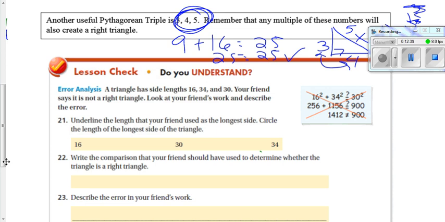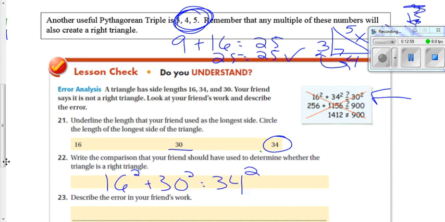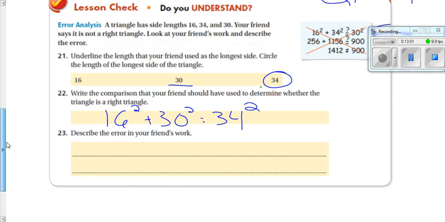Well, they used 30. Yes, we know that's not the biggest number, but what represents the longest side is the number that's by itself on the other side of the equal sign. So they used 30. The bigger number really is 34. So the equation they should have used was 16 squared plus 30 squared equals 34 squared. So what did our friend do wrong? They used the wrong side as a hypotenuse.